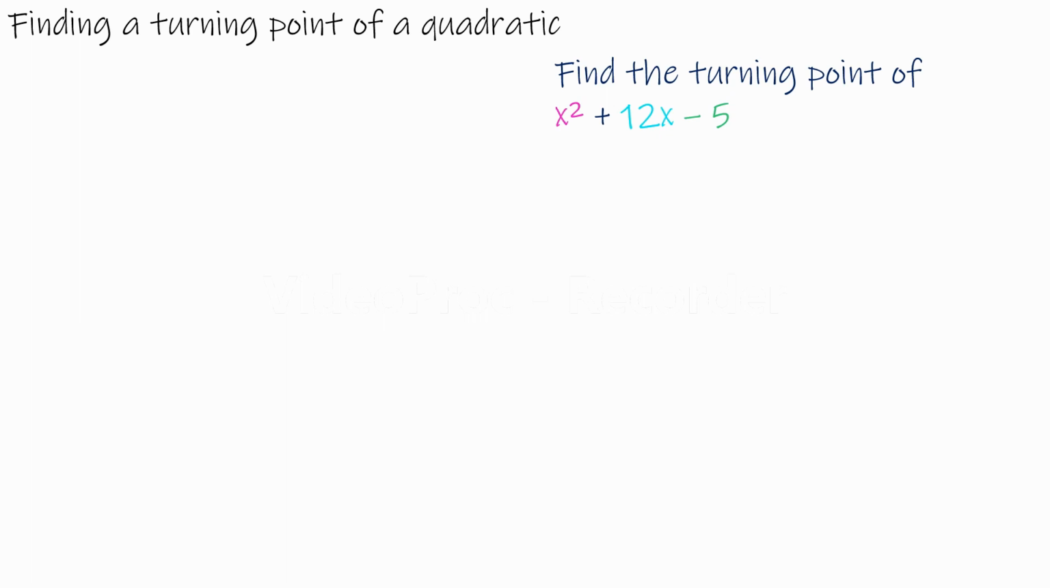Now, let's start by taking a look at this question here, asking us to find the turning point of the equation x squared plus 12x minus 5. The first thing we have to do is complete the square.